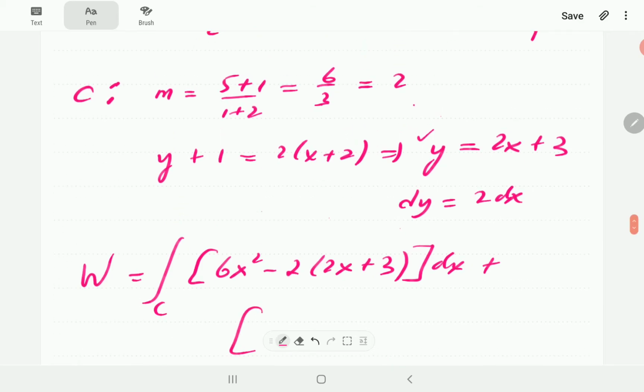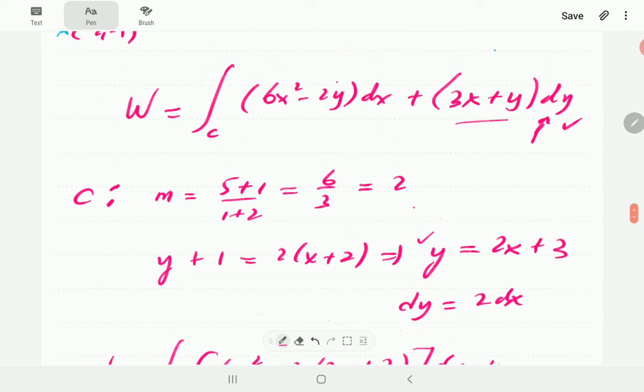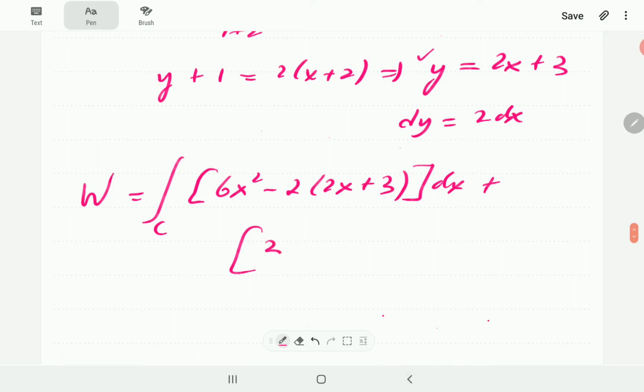And then the second term is 3x plus y. So we're going to have 3x, and in the place of y we're going to plug in 2x plus 3. And then dy, we've just worked it out here, is 2 dx.